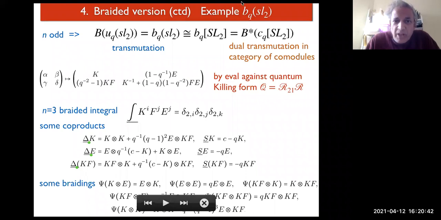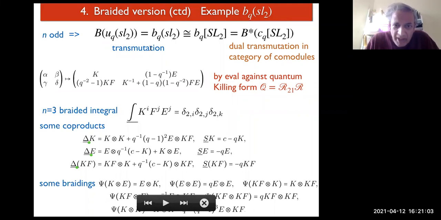So now we've got this general construction. Now I'm going to apply it to the example of BSL2. So what's going on here? UQSL2 is the quantum group I showed you. It has a braided version, which I call BQSL2, by transmutation.